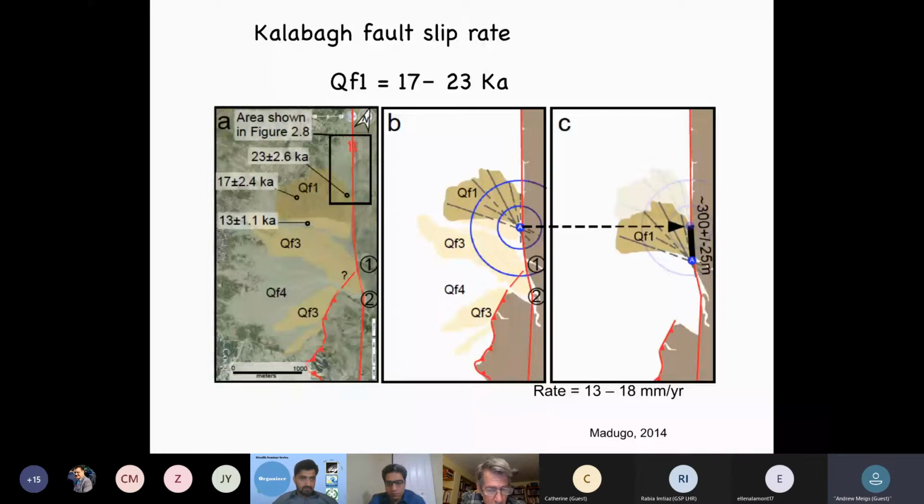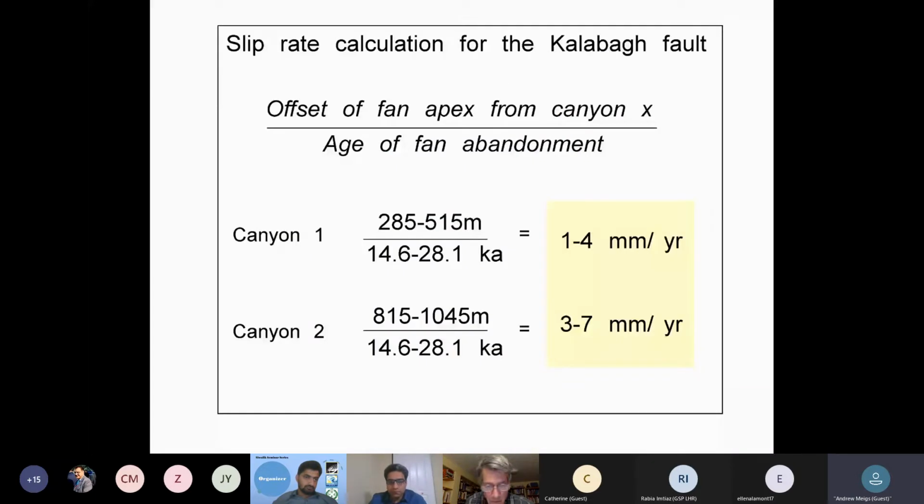And using those constraints, you can measure the amount of offset of the fan with respect to the canyon. And using the age constraints, can say something about the rate of motion across the Kalabog Fault. So given those range of options, the Kalabog Fault is moving somewhere between 1 and 7 millimeters per year. And we prefer the higher number principally because the long-term slip rate on the salt range thrust is in the 7 to 10 millimeters per year, depending on what source you read.